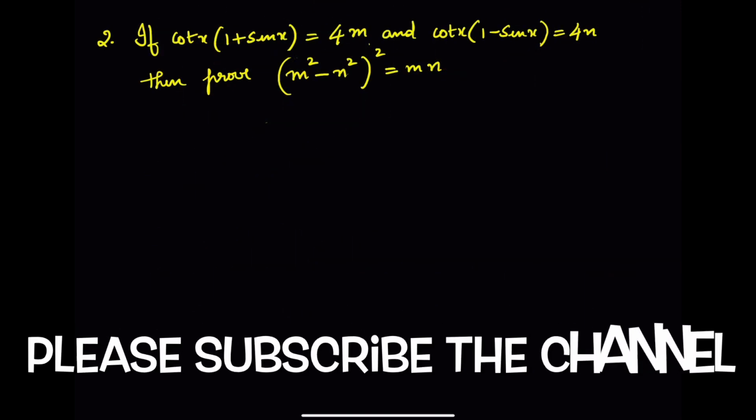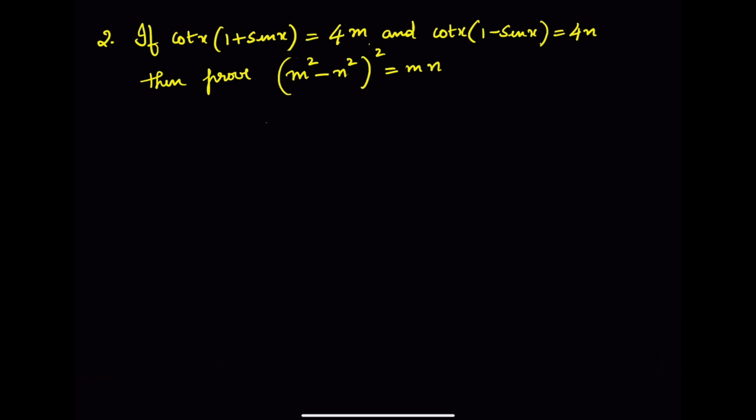Let's solve the second problem now. Here we have been given two information, which is cot x times 1 plus sin x is equal to 4m, and cot x times 1 minus sin x is 4n. Now using this information, we have to prove that m square minus n square, the whole square, is equal to mn. So we see that there is m square and n square as well as a multiplication between m and n. So we can achieve this by squaring the given data. So m square can be achieved by squaring this part of the problem, and n square can be achieved by squaring the second part of the problem.